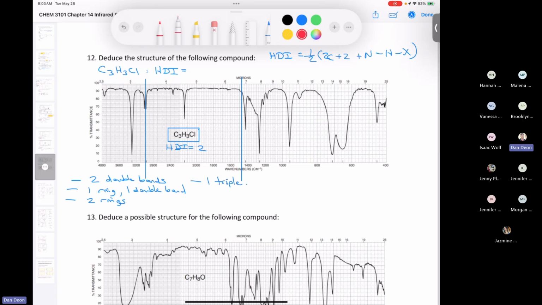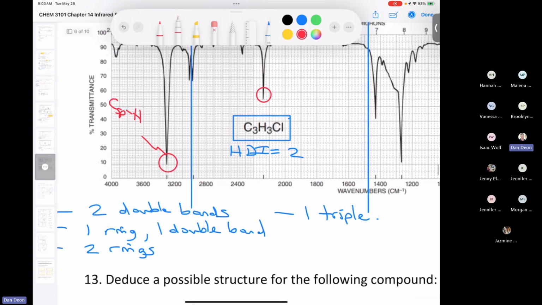I notice a couple of signals here. I notice there's one here, and I notice there's one here that's above 1500. Those seem to be the most interesting ones, right? This would just be sp3 hybridized carbon hydrogen stretching, so that's not all that interesting. But the one on the far left, this one over here, is the result of sp hybridized carbon hydrogen stretching from an alkyne, a terminal alkyne, right? Because you can see it's at 3300. If this is 3200, this is 3300. So that tells us that we have an alkyne.